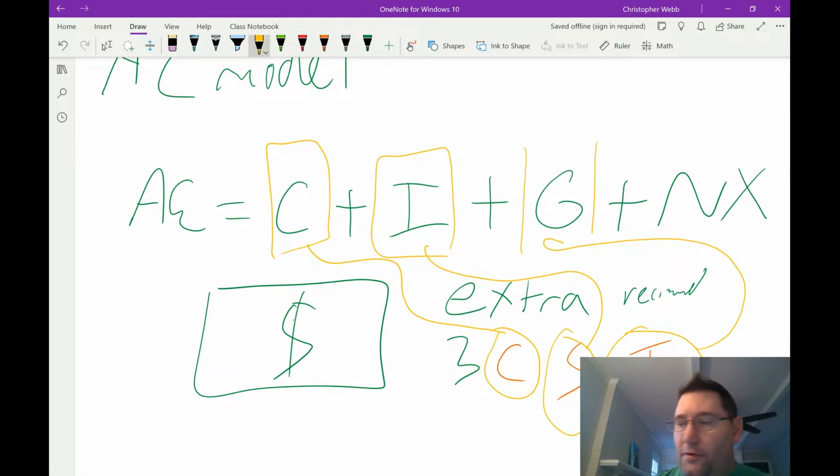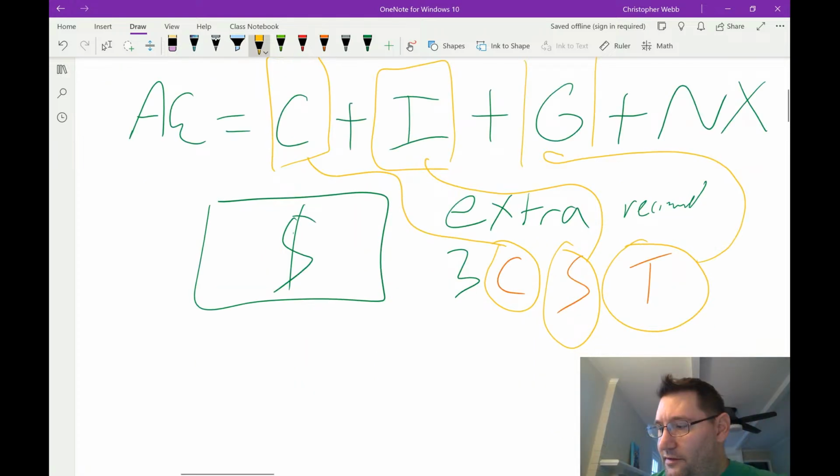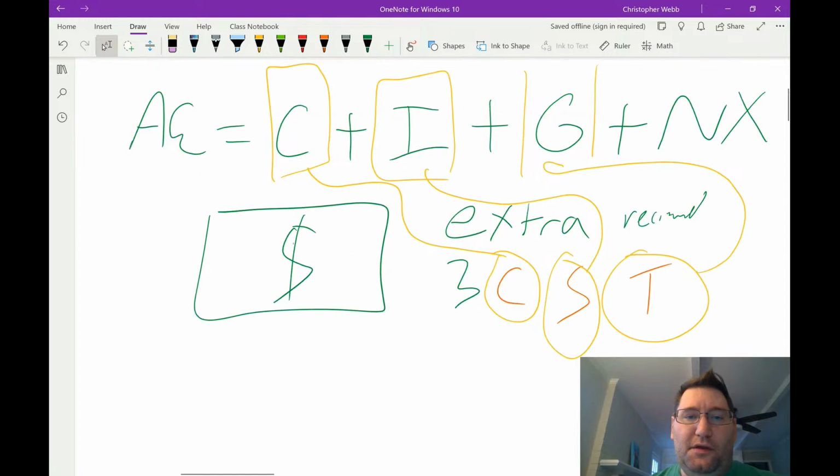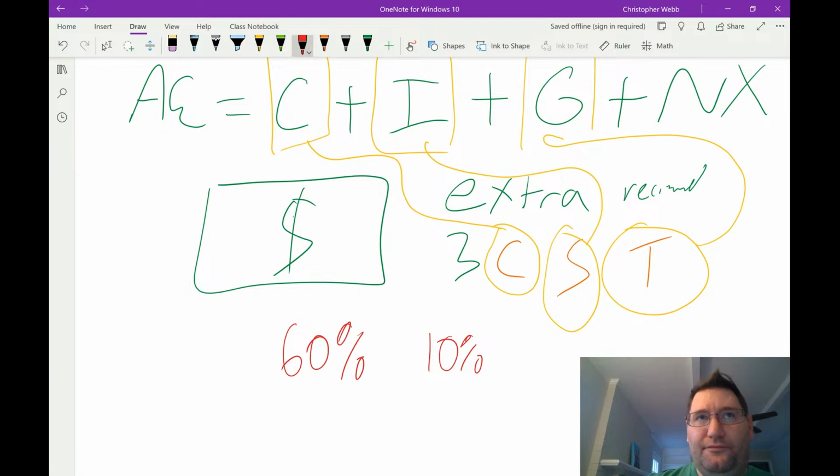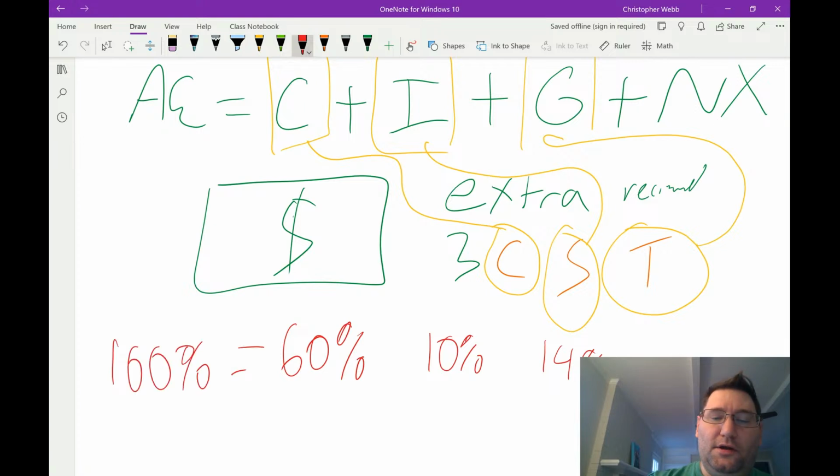And historically, what we see is that the consumption bucket is usually about 60%. Investment is usually like 8 to 12%. We'll call it 10%. And then the government action, I think it was 14% the last time I saw it. And this would equal the 100% of spending. So I know you're like, Chris, we're missing something here because this is 84%. Well, we have the net exports.